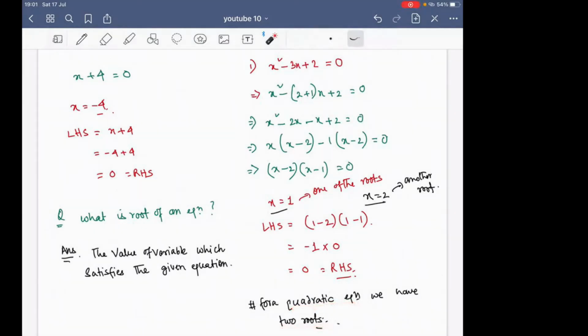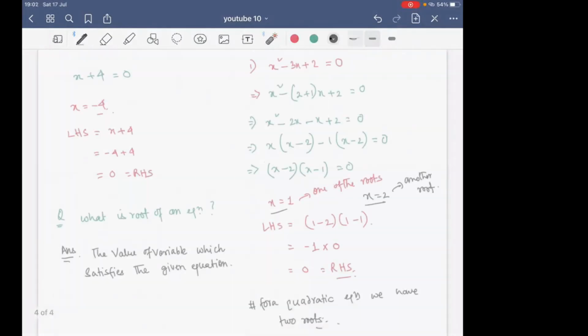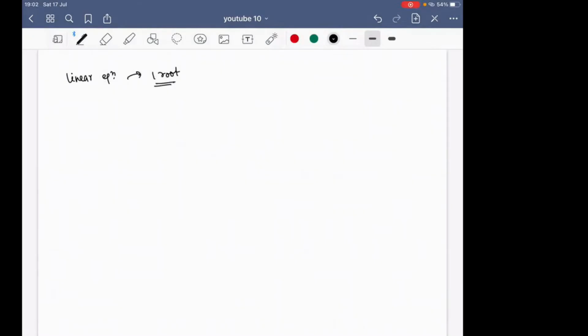And when we look at the linear equation that we have learned before, for example, when we solve x plus 4 is equal to 0, we get only one root. There are no two more values of x that will satisfy this equation. So here we can make notes now. For a linear equation, there is one root. There are no two roots, okay? No two values of the variable. For a quadratic equation, there are two roots.